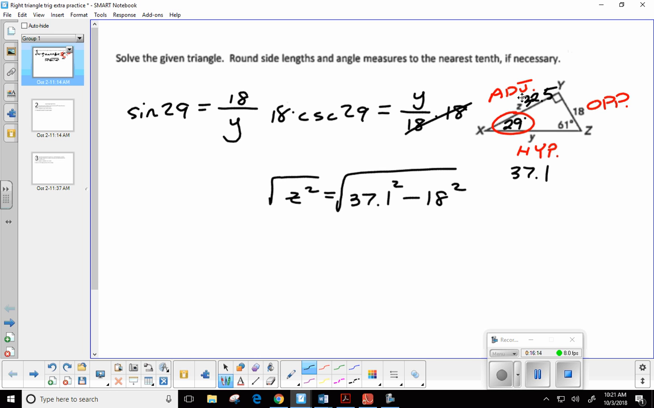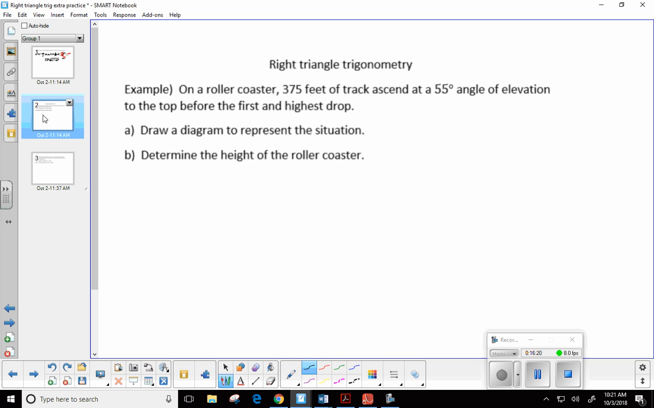Questions? Okay. Now let's get to some word problems. That's what you guys are really going to be excited about. Okay, so here's this one. Now, these you have copies of. It says on a roller coaster, 375 feet of track ascend at a 55-degree angle of elevation to the top before the first and highest drop.